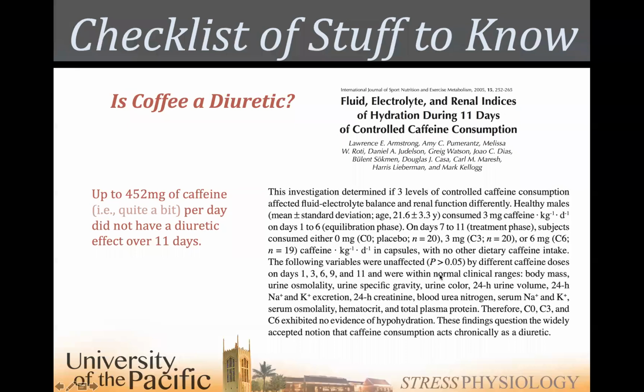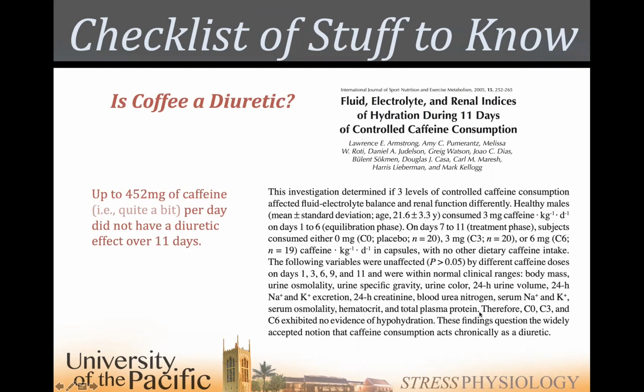So, on these days we're within normal clinical ranges. What was unchanged? What did caffeine not affect? Body mass, urine osmolality, urine specific gravity, urine color, 24-hour urine volume, 24-hour sodium and potassium excretion, 24-hour creatinine, blood urea nitrogen, serum sodium, potassium, serum osmolality, hematocrit, and total plasma protein.